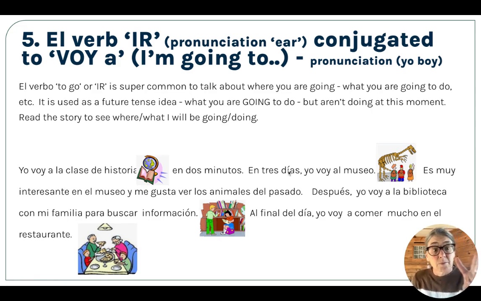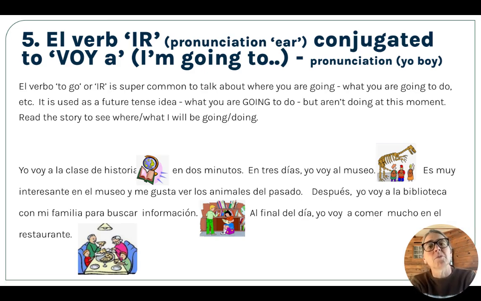En 2 minutos. I'm not there yet. En 3 días, yo voy al museo. Es muy interesante el museo y me gusta ver los animales del pasado. I like to see, right? Like dinosaurs. Después, yo voy a la biblioteca con mi familia para buscar información. I'm going to look for information because I want to know about these dinosaurs. Al final del día, yo voy a comer mucho en el restaurante.